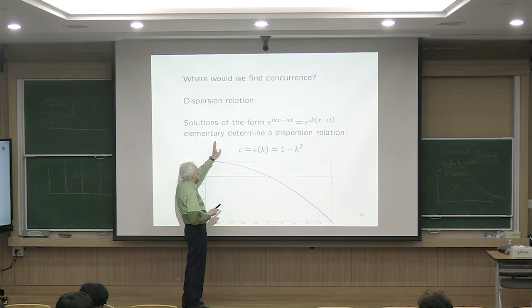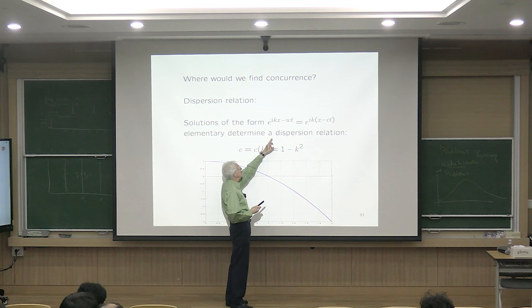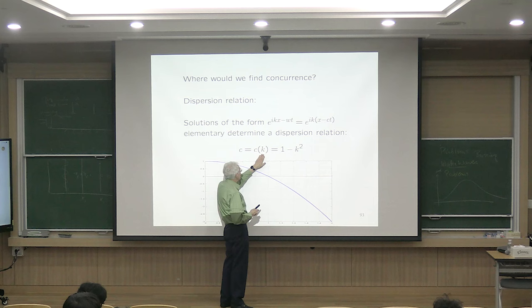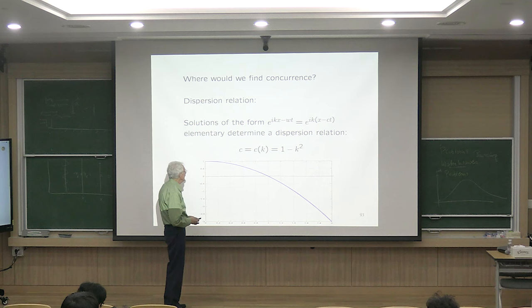you have what's called a dispersion relation. If you stick into the linear Korteweg-de Vries equation a plane wave, e to the i(kx minus ct), you will discover that for that to be a solution, c, the phase speed, has to be 1 minus k squared. Okay, just algebra. So here's a graph of that 1 minus k squared.